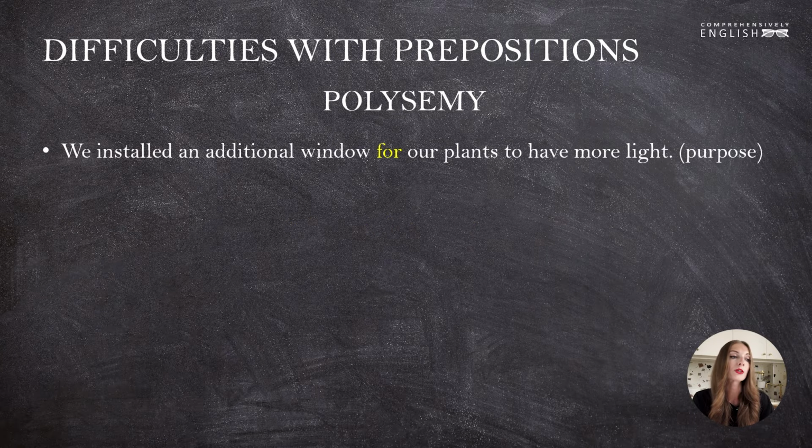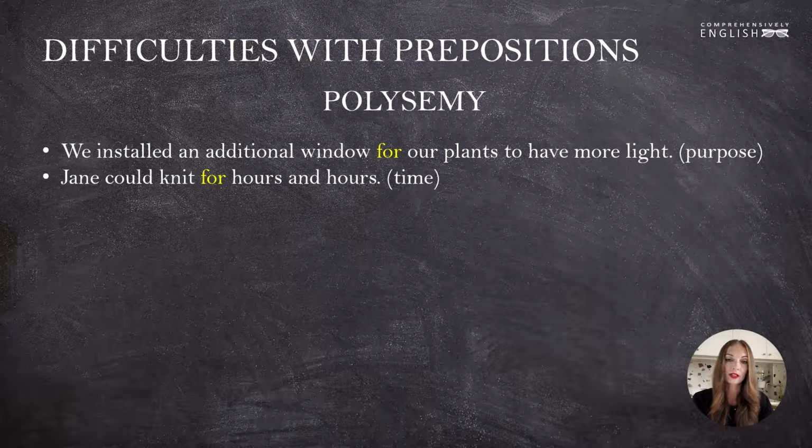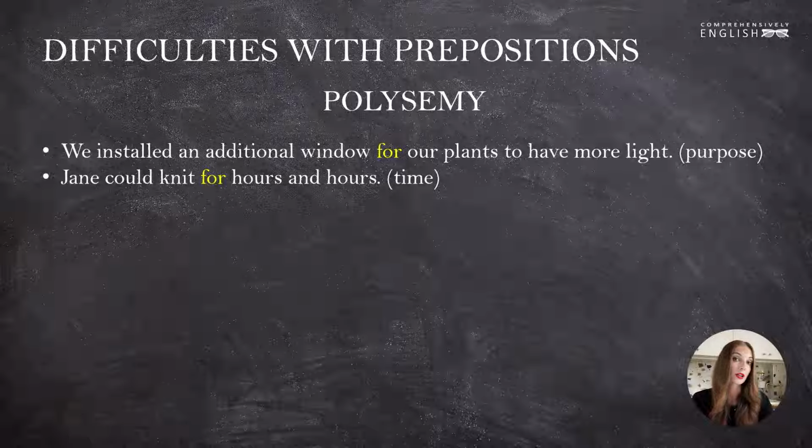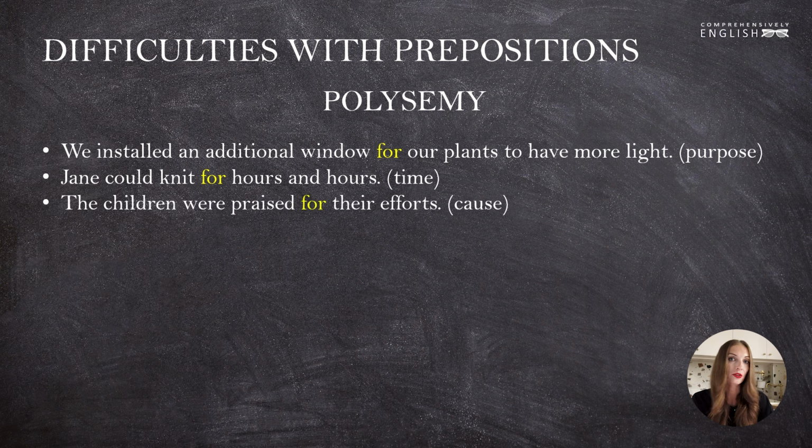Let's see. We installed an additional window for our plants to have more light. Here, for is the preposition that expresses purpose. Why did we install an additional window, right? Let's take a look at the next sentence. Jane could knit for hours and hours. Here, for does not express a purpose. Here, it expresses time. For hours and hours. For how long? Then let's take another example. The children were praised for their efforts. Here, for expresses a reason or cause. The cause of praise is their efforts.